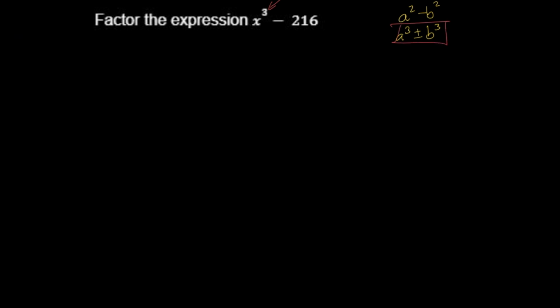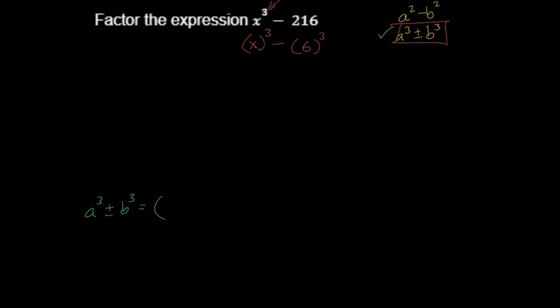So we're going to start by rewriting it as a perfect cube plus or minus a perfect cube. So for the first term, we cube x to get x to the 3rd. And for the second term, what to the 3rd power is 216? Well, 6 to the 3rd is 216. So we can rewrite both terms as perfect cubes. Therefore, it follows that pattern, which is the a cubed plus minus b cubed.